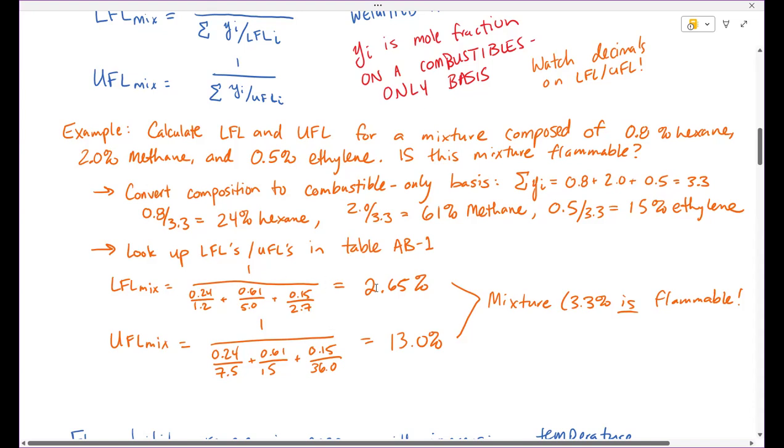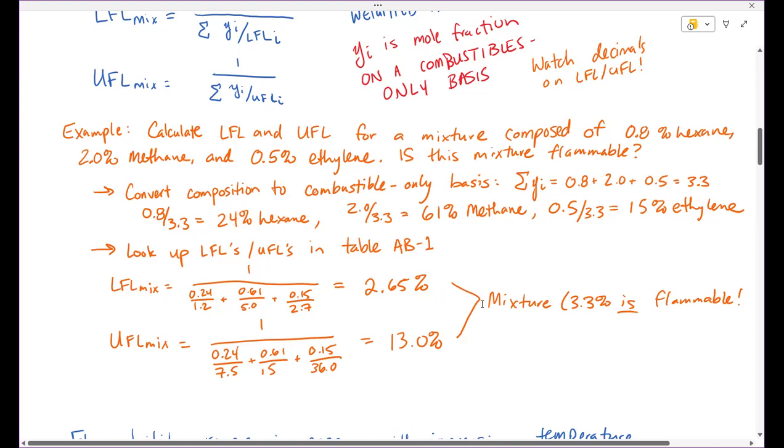So crunching the numbers here, the LFL that I get is 2.65. And important to note here that the LFL for the mixture is not necessarily the same as the LFLs for any of the individual components. So it's affected by what the relative proportions of these fuels are. The UFL is 13% when I plug it into this formula.